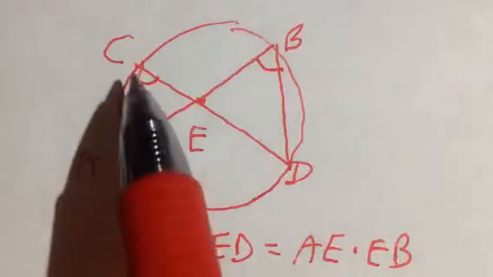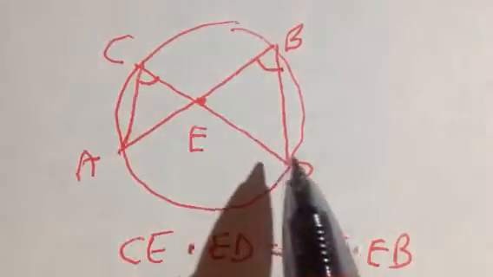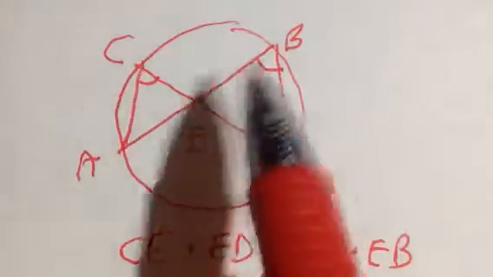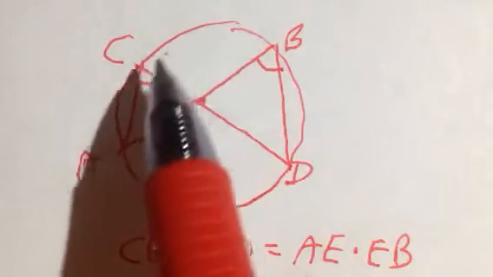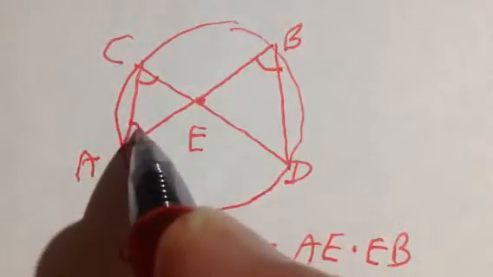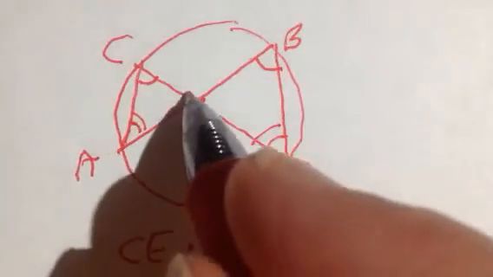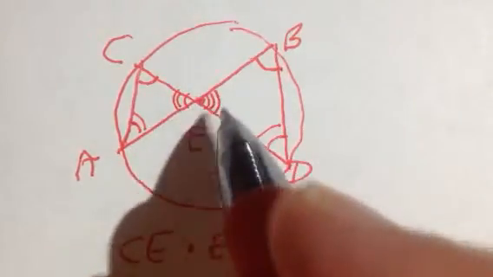Now, in a similar way, angle CAB and angle CDB are inscribed angles, both of which intercept arc CB. So these two angles are equal as well. And, of course, the vertical angles are equal.